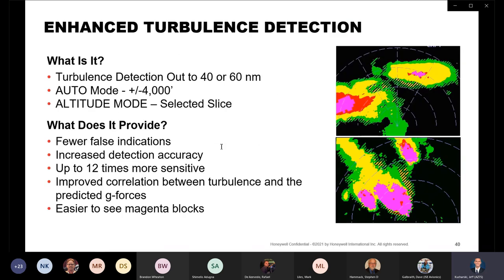The turbulence detection on this radar is exceptionally good, and it's out to 40 or 60 nautical miles, depending on the installation. In auto mode, it's plus minus 4,000 feet around the aircraft. And in altitude mode, it's for the selected slice. Provides fewer false indications, increased detection accuracy. It's up to 12 times more sensitive than conventional radars, and better correlation between turbulence and the predicted G-forces. And the magenta blocks make it easier to see in high brightness situations.